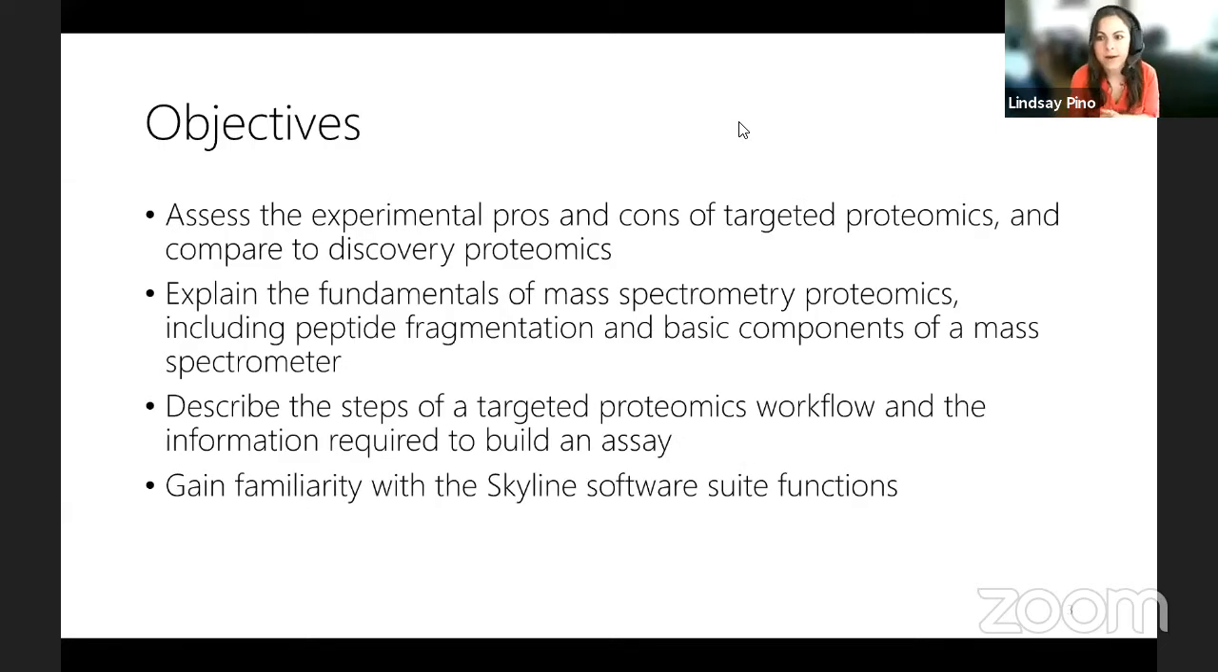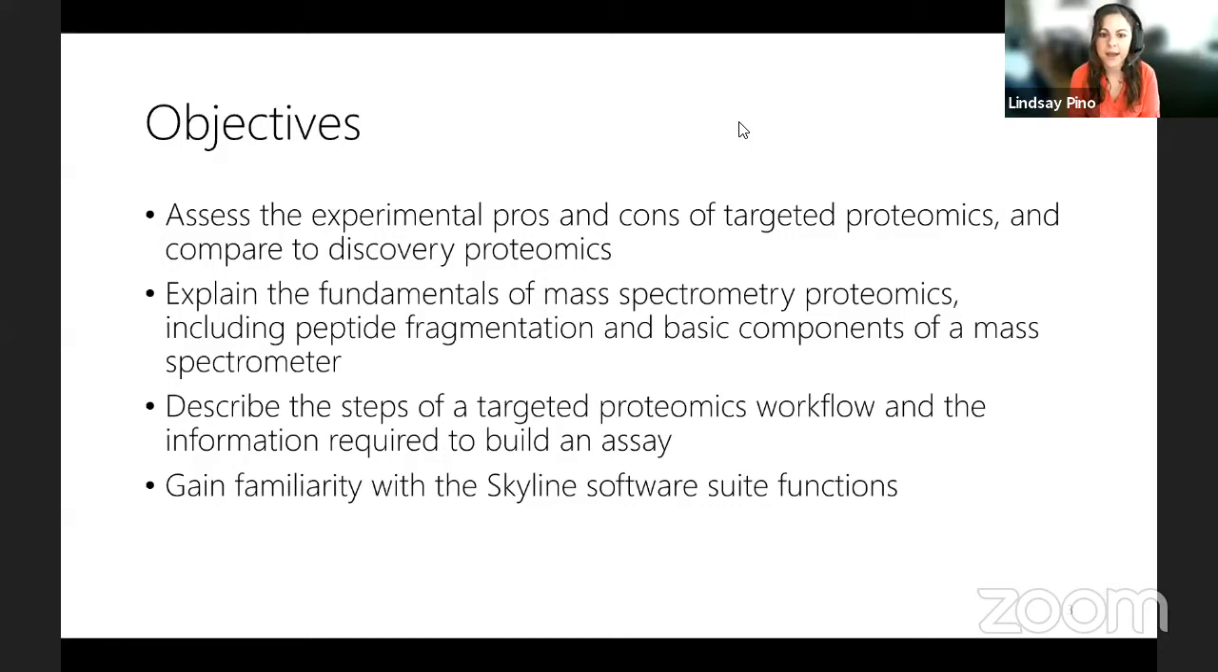Overall, what I'm hoping all of the attendees are going to be able to come away with is the ability, one, to assess the experimental pros and cons of using targeted proteomics in comparison to something like discovery proteomics. In this workshop today, we're going to be focusing on targeted and quantitative proteomics.